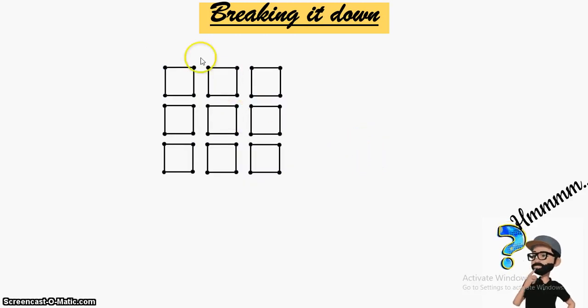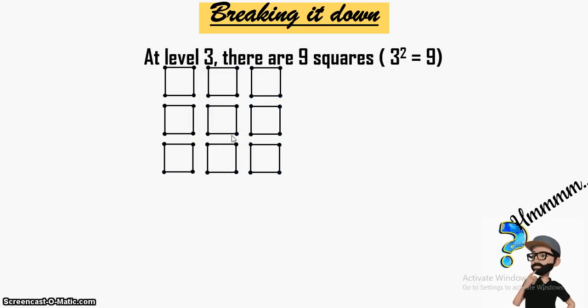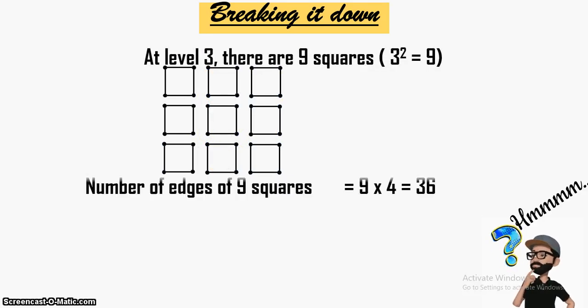Here you have 9 squares. That is 3 raised to power 2. So the total number of squares used for this pattern would be 9, 3 raised to power 2. Again, you'd see that the number of edges for 9 squares would be 9 times 4.